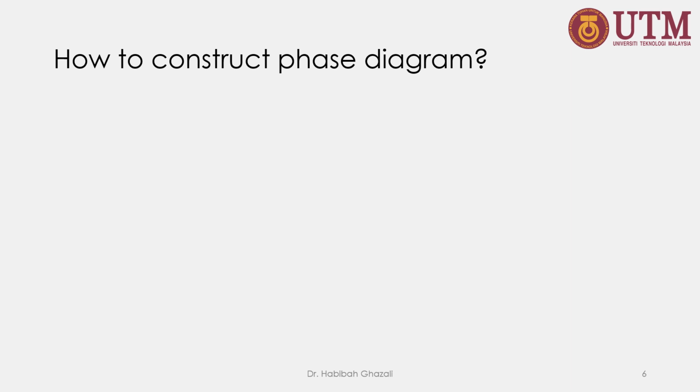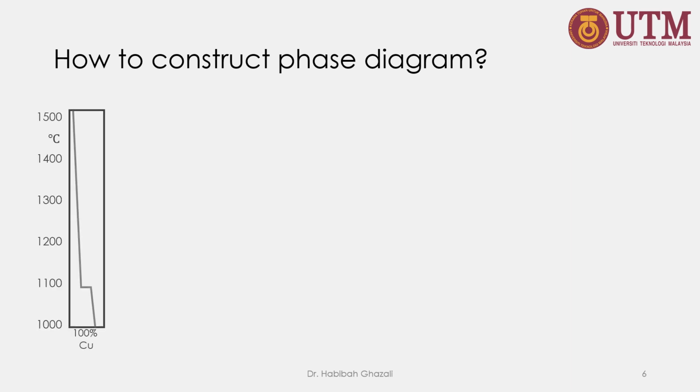So from different experiments, they start with pure copper first. So this is how the cooling curve of pure copper will look like. As we have learned before, the solidification of pure metal involves isothermal reaction. So the solidification begins at one temperature and it ends at the same temperature. And the second experiment they did is they add a little bit percentage of nickel inside molten copper, and they construct the cooling curve.